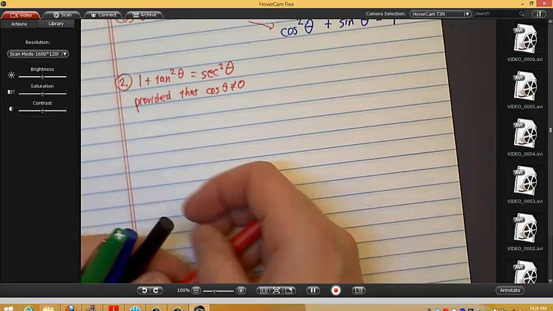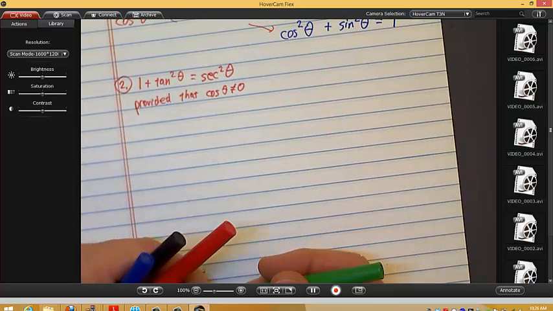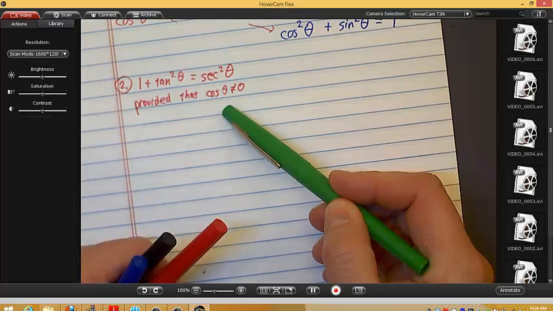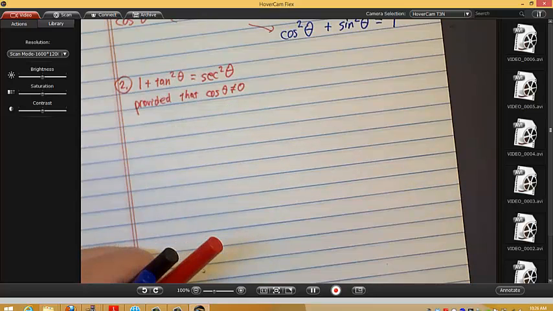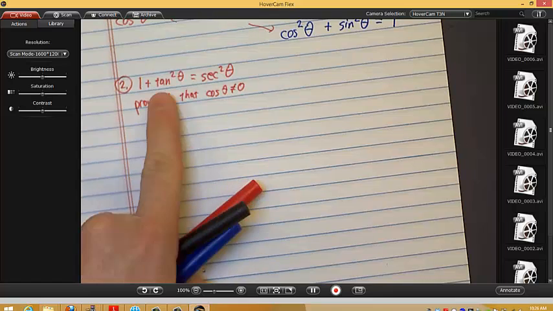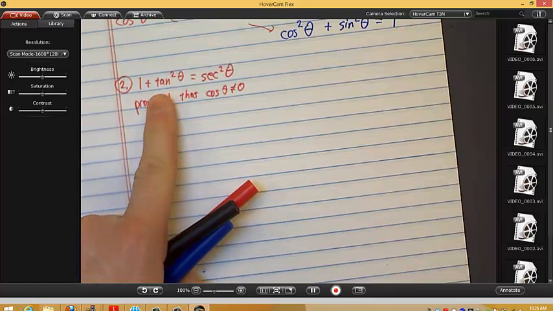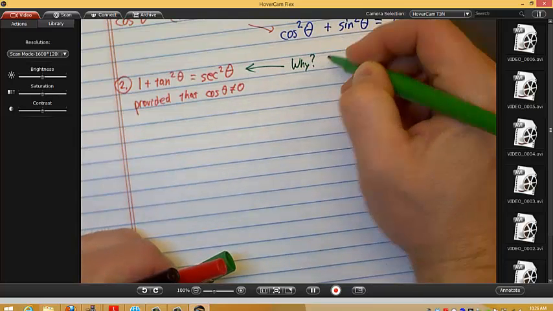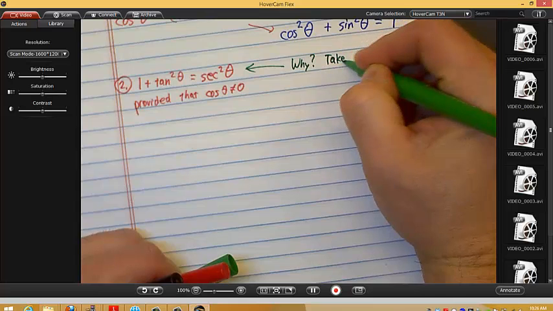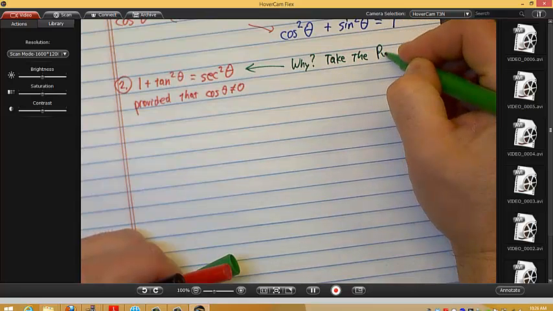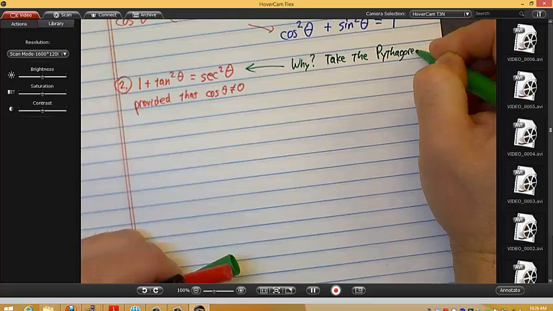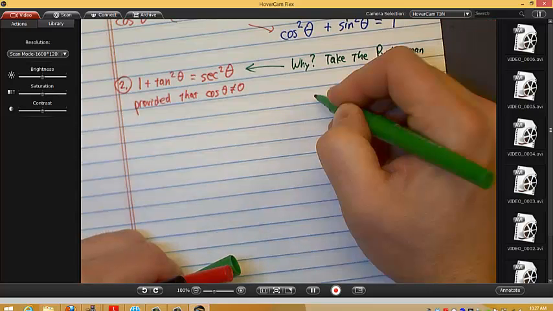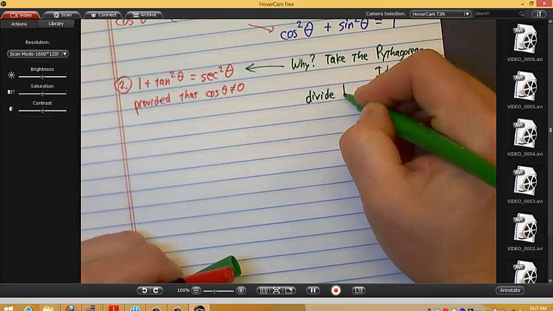And just for example, what does secant mean? Secant means 1 over cosine, right? Or tangent is sine over cosine. Anyways, where does that come from? Well, I'll show you. So why? Take the Pythagorean identity and divide by something.